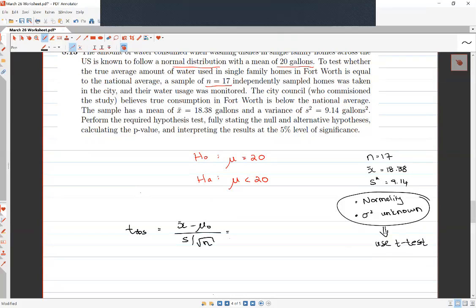I can plug in my numbers here. Observed average is 18.38. Average under the null hypothesis is 20. My standard deviation is the square root of 9.14. And I have a sample size of 17. So if I plug all of this into my calculator, I get a T observed value of negative 2.209.